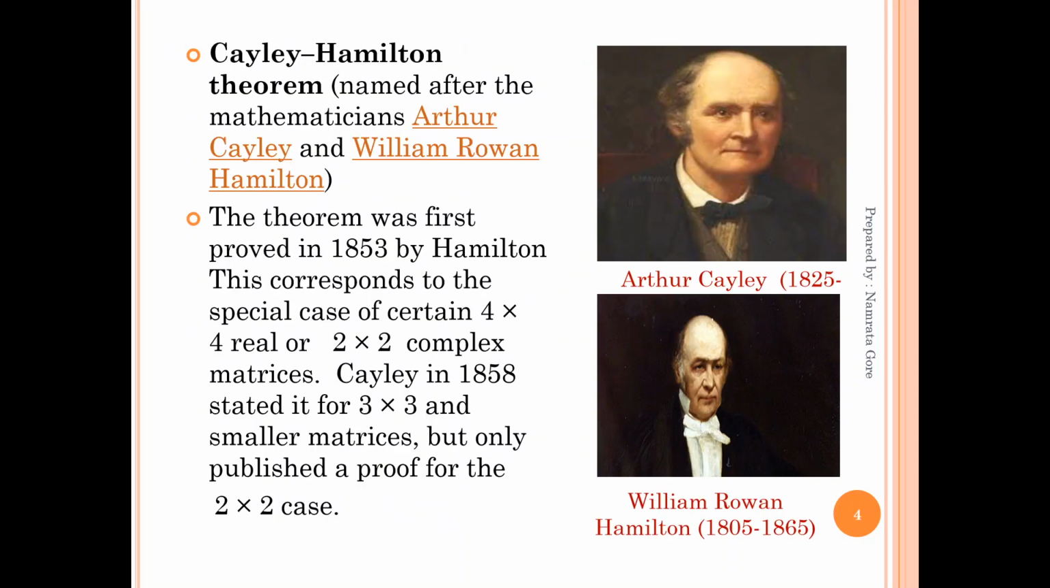The theorem was first proved by Hamilton for 4 by 4 real and 2 by 2 complex matrices. 5 years hence, Cayley stated it for 3 by 3 matrix and published a proof for 2 by 2 matrix. Thus the theorem was named after the mathematicians Arthur Cayley and William Rowan Hamilton.